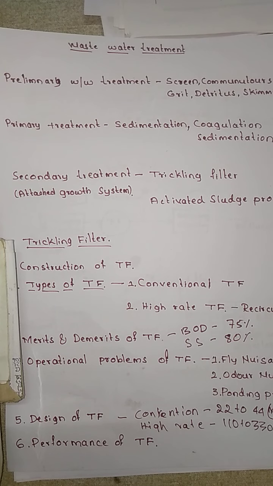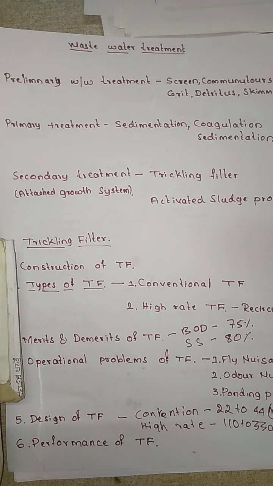In the previous classes, we have discussed what a trickling filter is, and that it is a part of the attached growth system, which we have seen in the previous class. So we have completed preliminary and primary wastewater treatment, and in this we have covered the trickling filter. We have seen the construction of the trickling filter, the different types of trickling filter, and the conventional trickling filter.